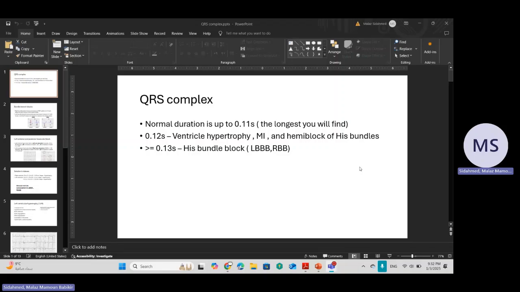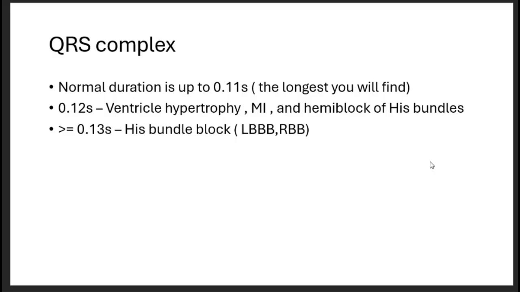Hi everyone, I will be explaining the QRS complexes. For QRS complexes, the first thing you have to check is the normal duration, which is usually up to 0.11. I think the best approach here is to check all of the leads and then find the longest one.